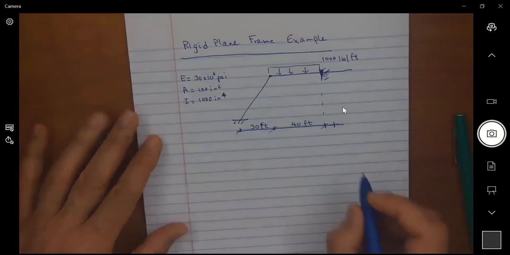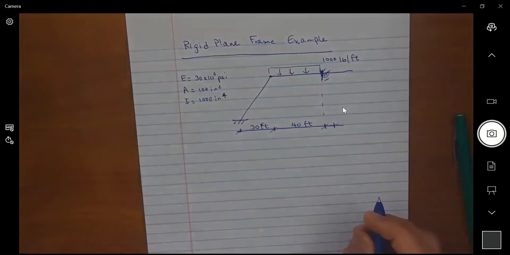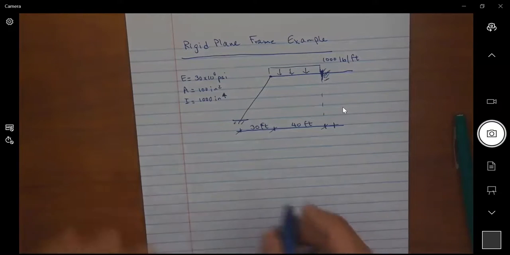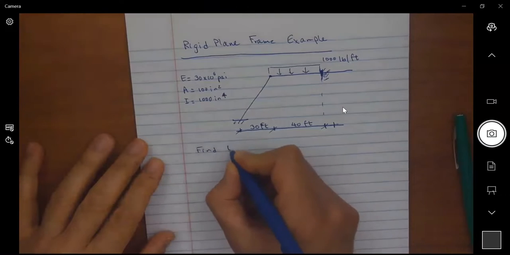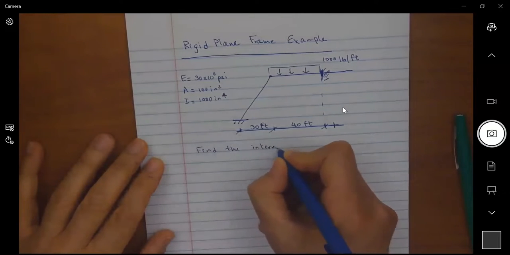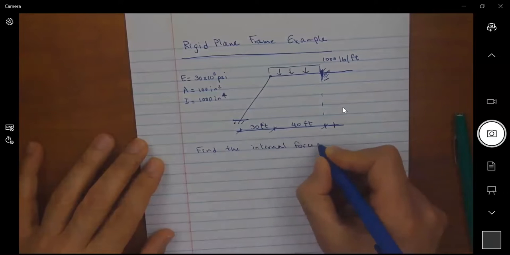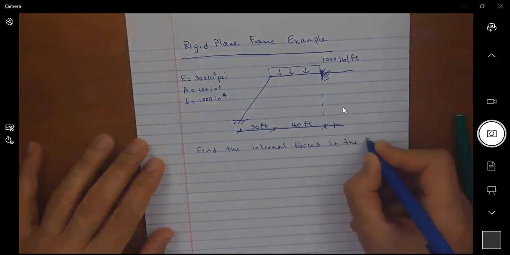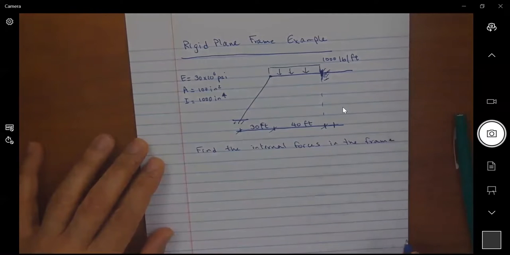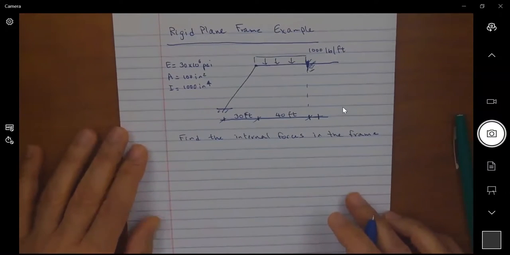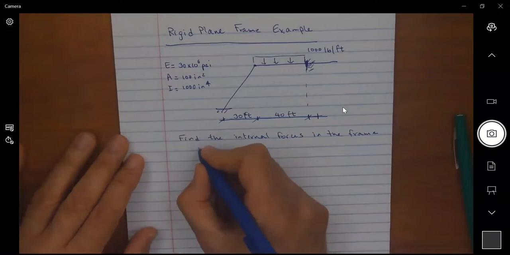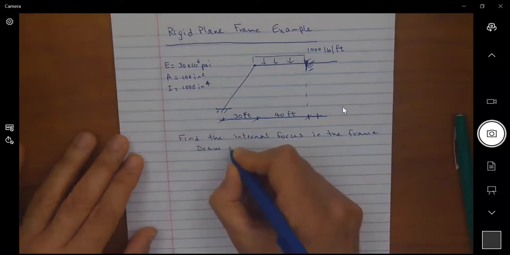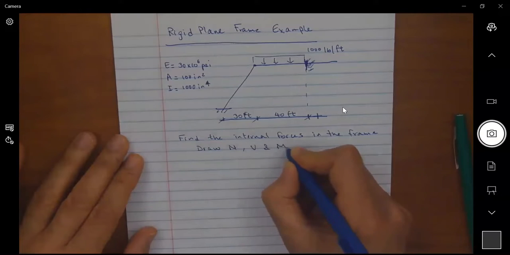And when we want to solve a problem like this, a frame, usually we want to find the internal forces or draw normal, shear and moment diagrams. So we want to find the internal forces in the frame. Usually this involves drawing N, V, and M diagrams.